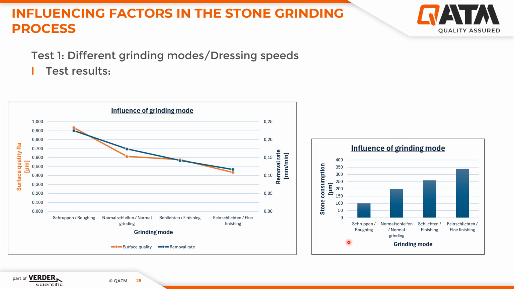On the right diagram, you can see that for very fine dressed stones, the stone consumption increases by a factor of 3. This is because a fine dressed stone clogs up more quickly and therefore has to be redressed more often. The dressing speed therefore has a big influence on the removal rate, the surface quality, and the consumption of the grinding stone.